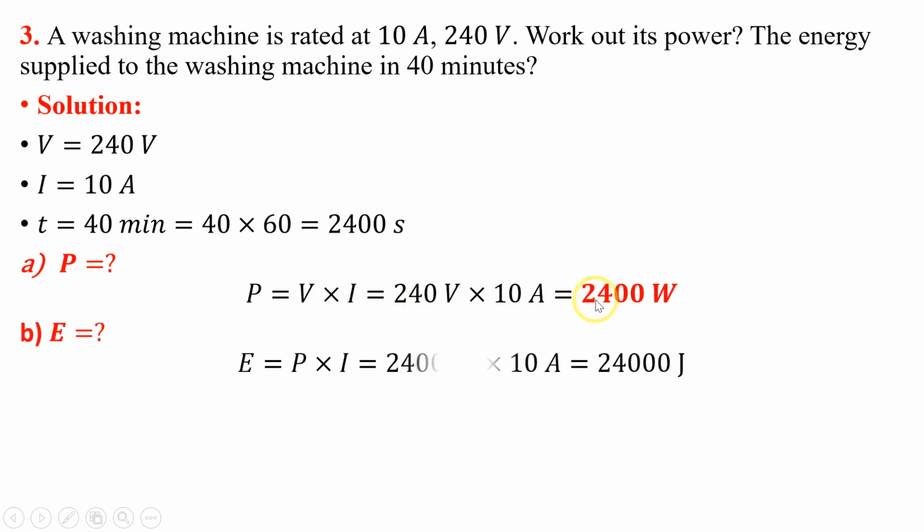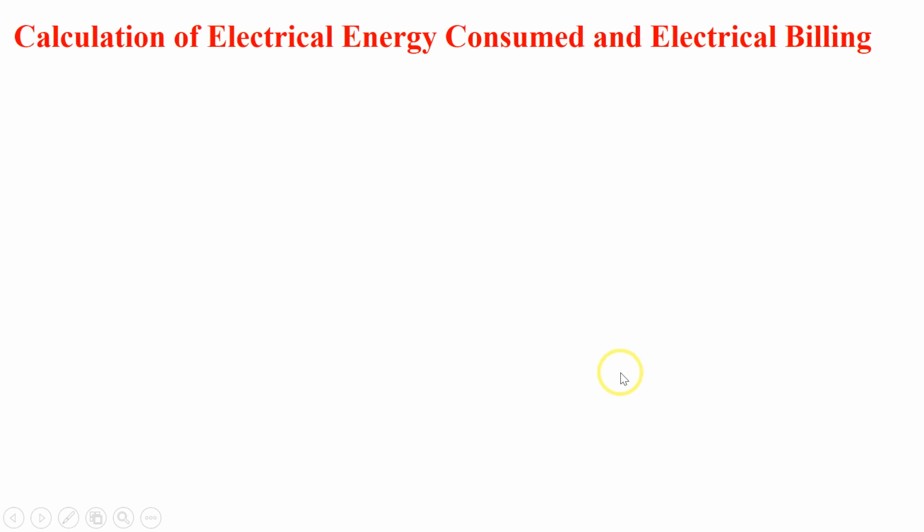Now we need to find the energy. Energy is equal to power into time. Multiplying both values, the energy comes out to be almost 24,000 joule.